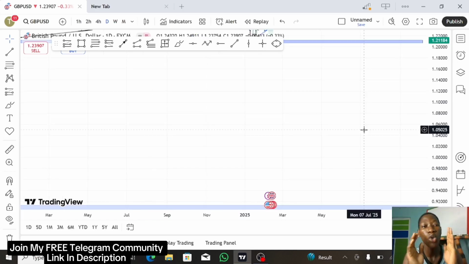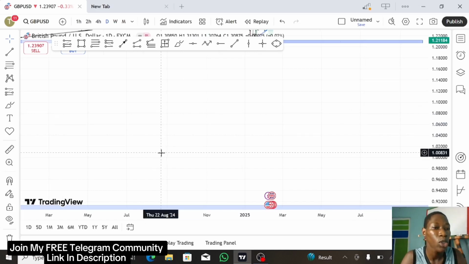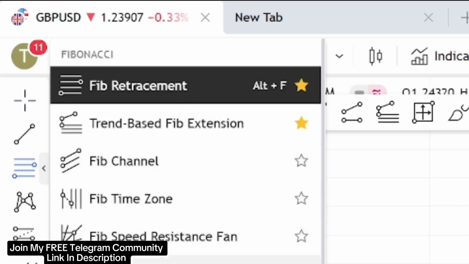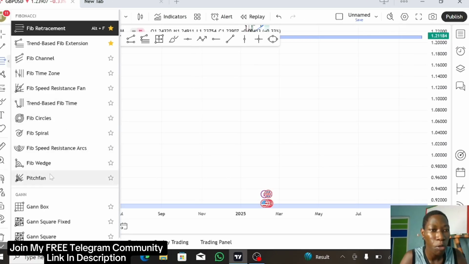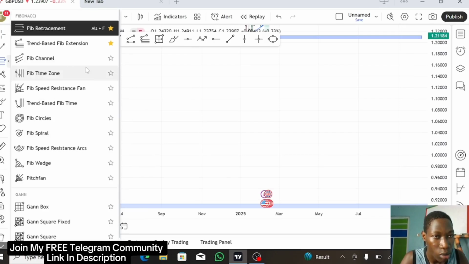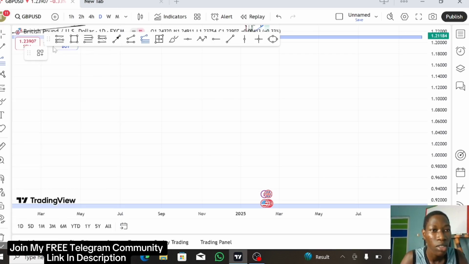All right, so you come to your TradingView, the place where you see your toolbar. Come to this place. This is where you see your Fibonacci. You simply go to your Fibonacci extension. Look for Fibonacci extension. Okay, the second one is Fibonacci extension, which is this. This is Fibonacci extension. So let me just put it here.